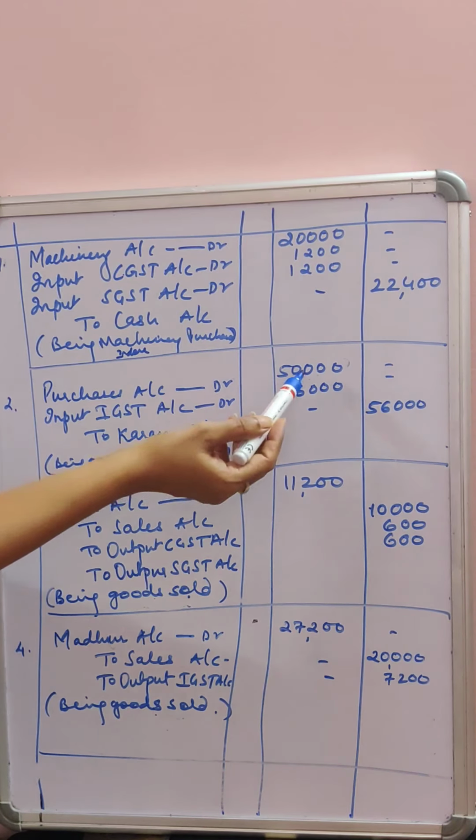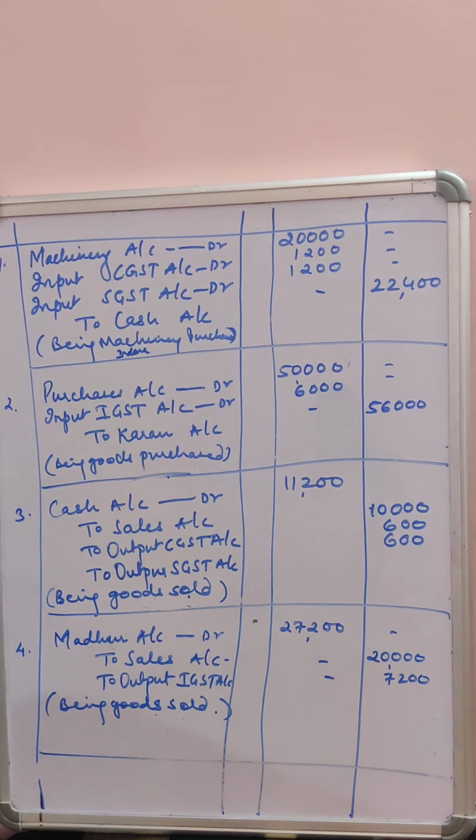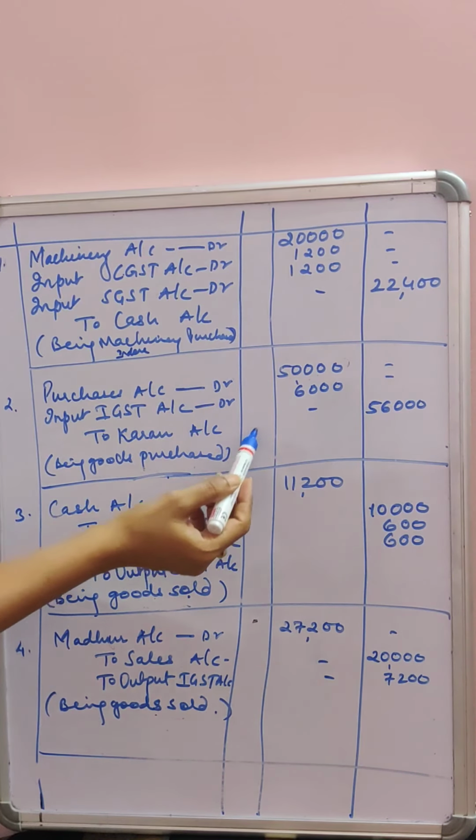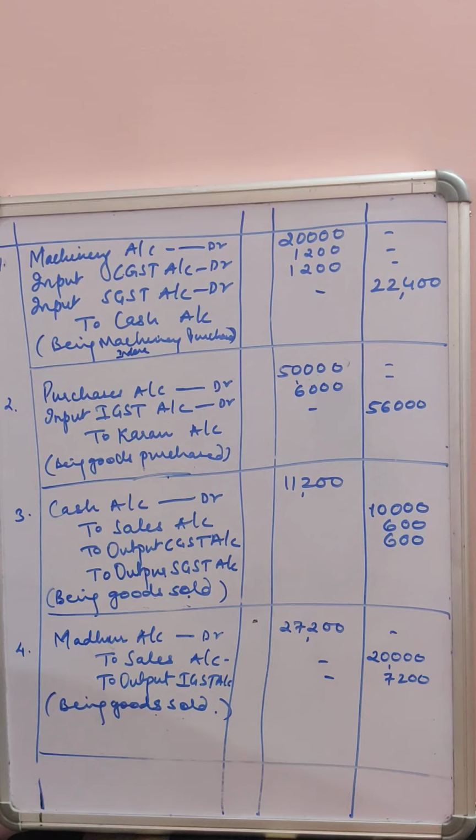So purchases account debited by 50,000. 12% of IGST will be 6,000. Total amount due to Karan will be 56,000. So this will be your second journal entry. Why have we opened input IGST here? Because it is an interstate supply of goods. Okay. Next transaction, the third transaction says that goods costing rupees 10,000 sold in Katni.